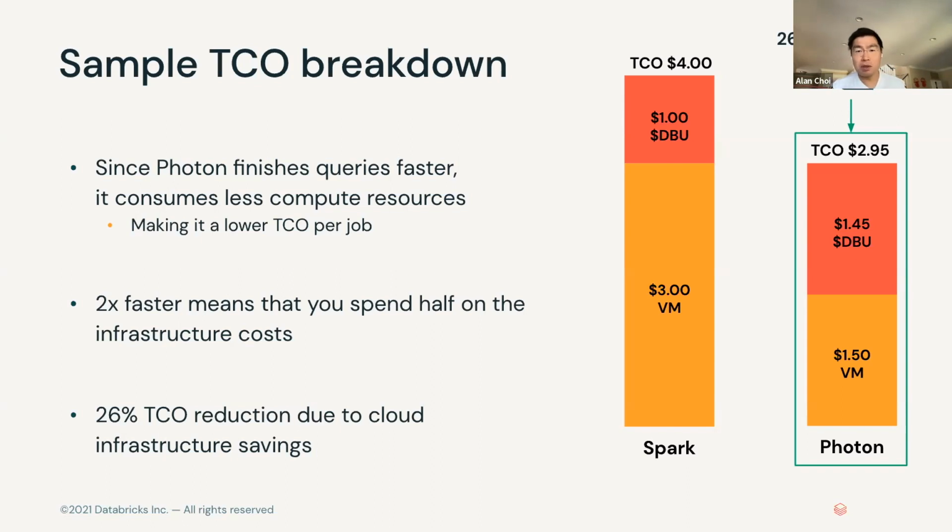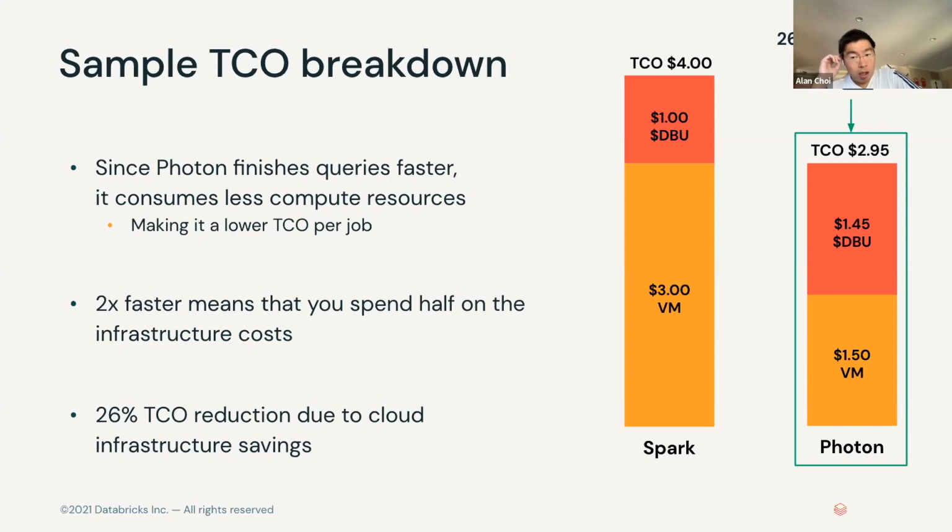So a typical TCO would look like this. You pay $4 to run your whole job, from end to end. It may take, let's say, 1 hour to run it. Now, that $4, if you break it down, you may pay $3 to run the VM and $1 to pay Databricks for the software on top of it.